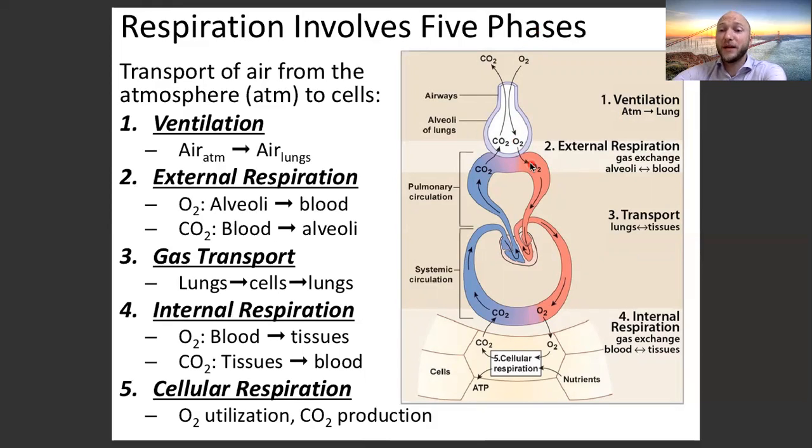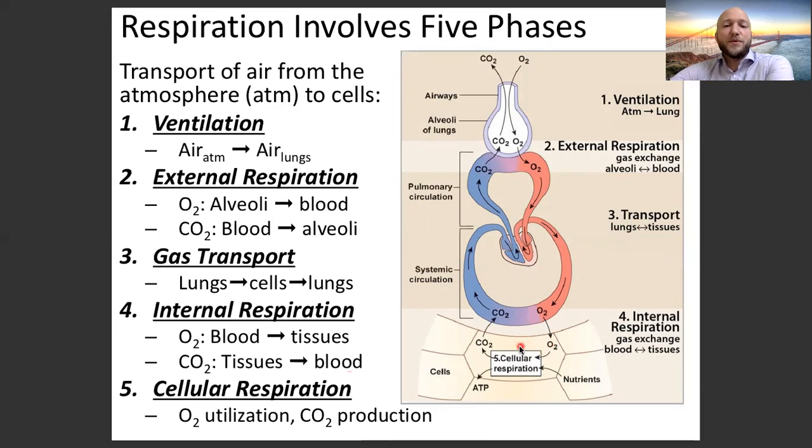We then need gas transport. This is circulatory system stuff. So moving O2 through our circulatory system to the cells that need it is gas transport. Internal respiration is then O2 leaving our circulatory system and going into the tissues. And then cellular respiration is those cells utilizing that O2 in order to make ATP. So that's the journey of oxygen. It needs to go through all five of those steps in order to get what we want in the end, which is ATP.